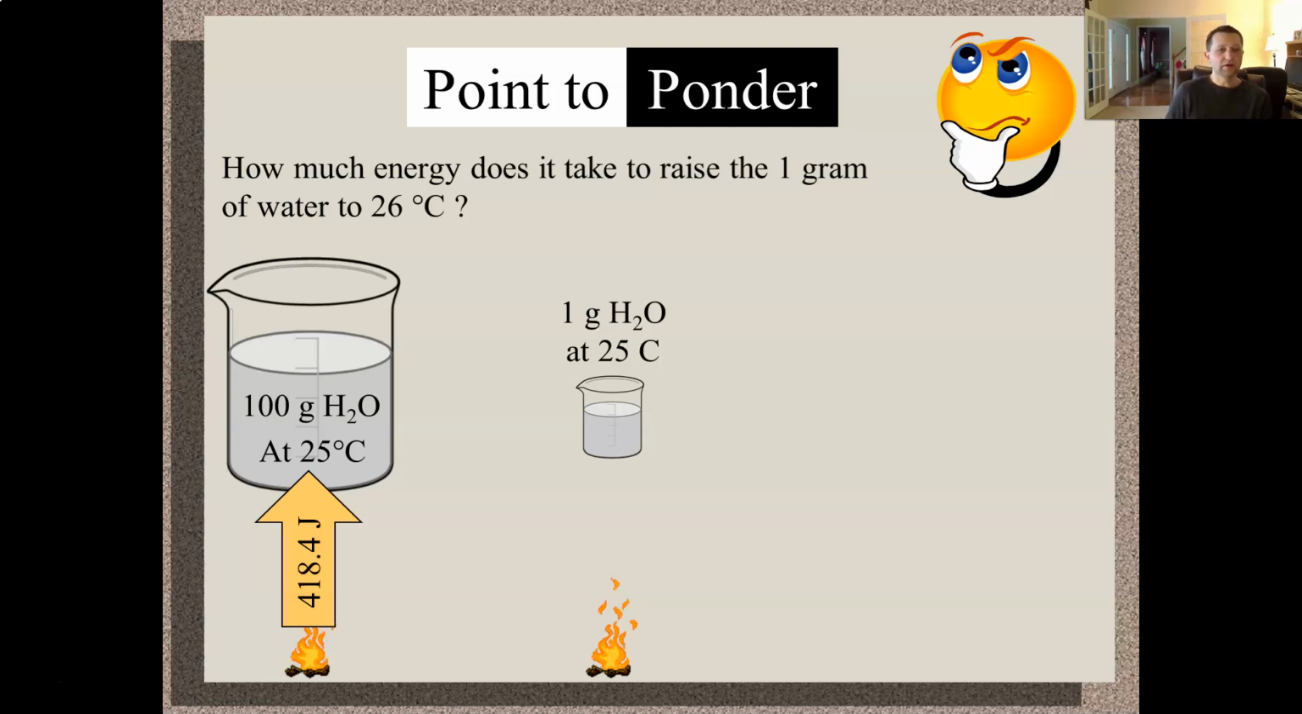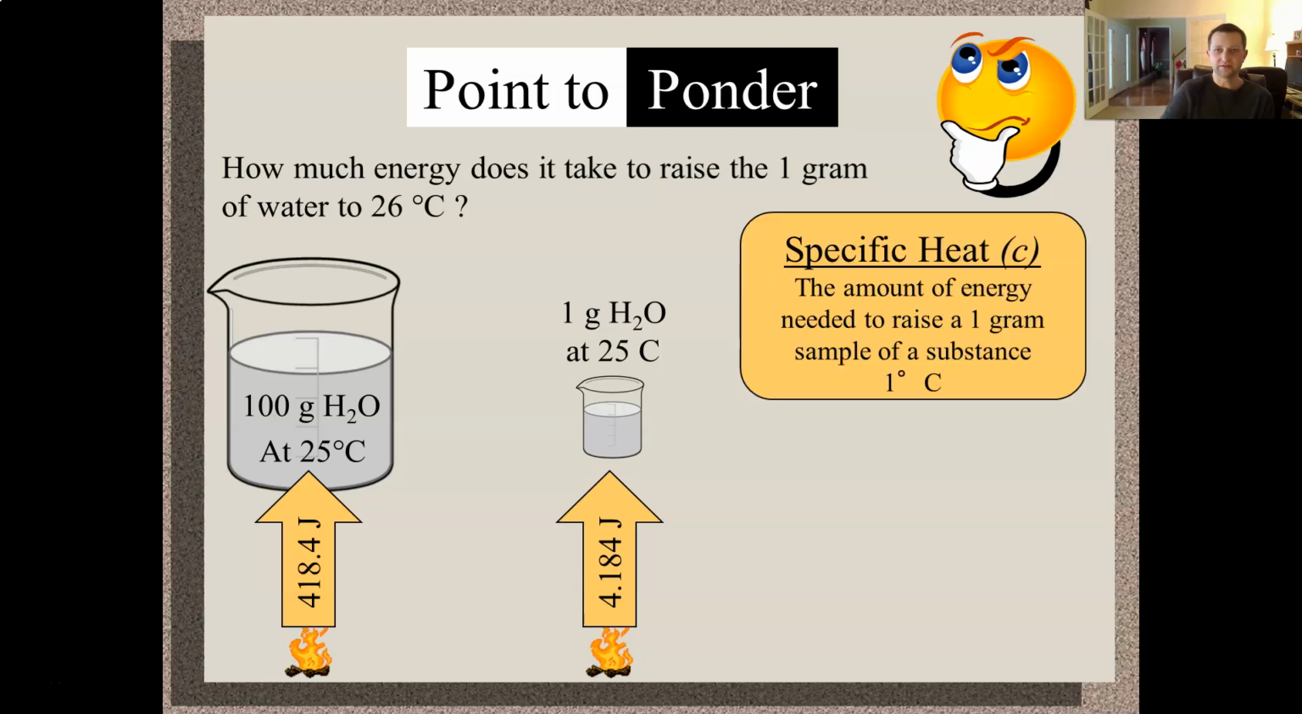So here we go. We have our 100 grams of water on the left, where we already know it's 418.4 joules of energy in order for that to go from 25 to 26 degrees Celsius. And on the right, we only have 1 gram of water at 25 degrees Celsius. So we have 1/100th of what we started with. We have 1 gram versus 100 grams. So the energy that it should take to heat up 1 gram of water should be 1/100th of what we initially had. So 4.184 joules of energy to heat up 1 gram of water from 25 to 26 degrees Celsius.